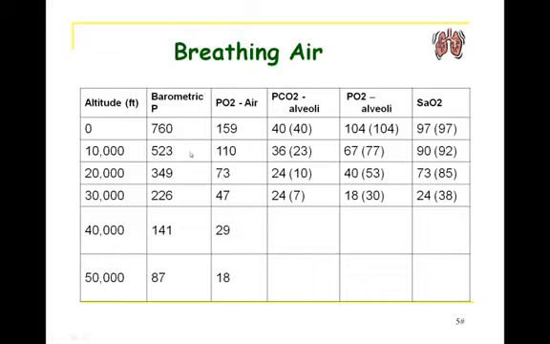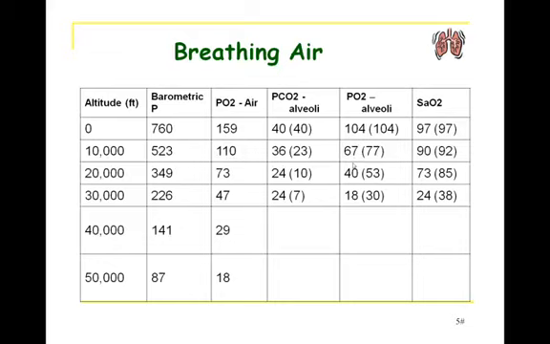So you'll notice the oxygen is still only 21% of the air that you're breathing, but it's 21% now of, for this example, 523 millimeters of mercury. So the partial pressure of the air that you're breathing is less than what we saw at sea level. And if you look at what happens in the alveoli, it's even less, because you get the humidification of air.